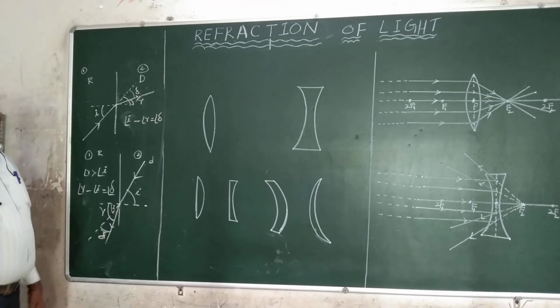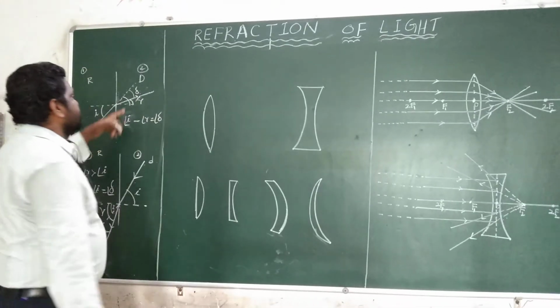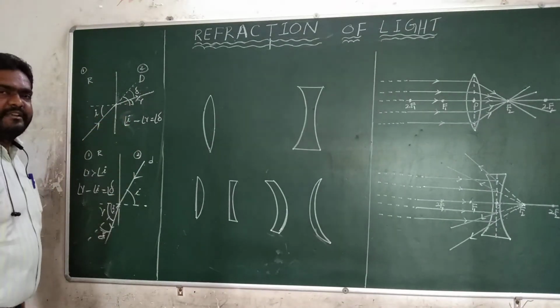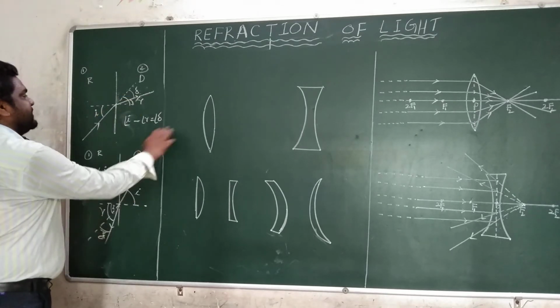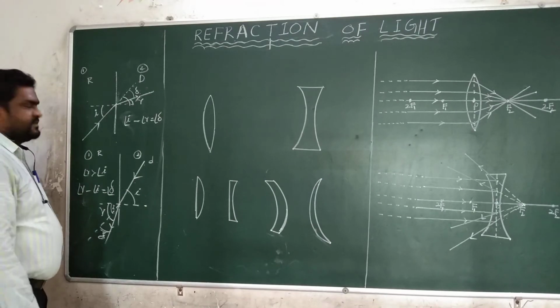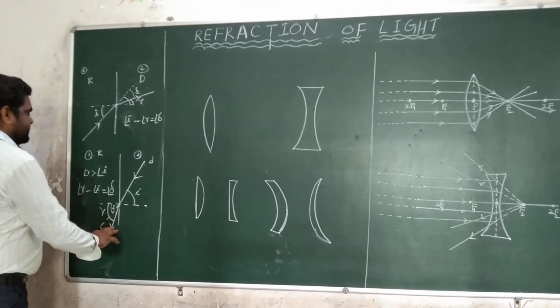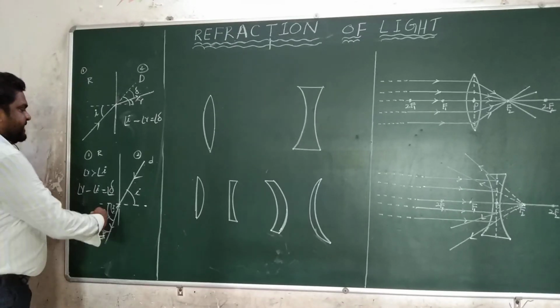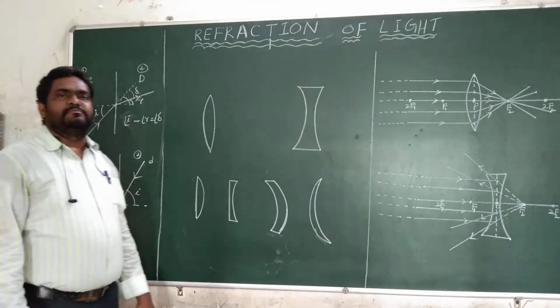Remember here, when the light travels from rarer medium to denser medium, the light bends towards the normal. What is the reason? Because the speed of light decreases when it enters the denser medium. When the light travels from denser medium to rarer medium, the light bends away from the normal because its speed increases when it enters the rarer medium.